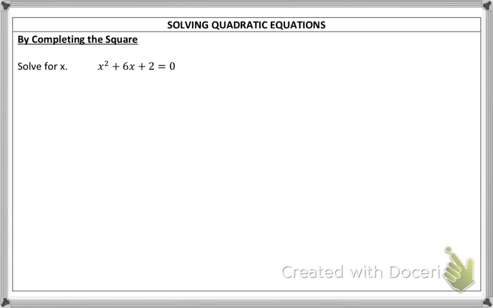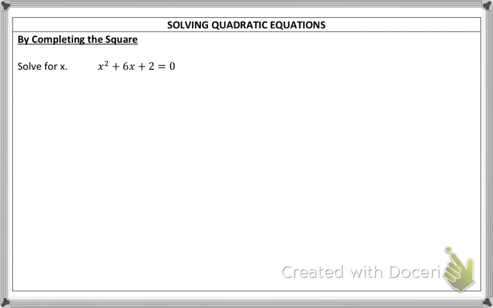Can't undo PEMDAS. And if I try to factor, notice what happens. I have x and x, and then two numbers that multiply to give me 2 and add to give you 6. They don't exist, so I can't factor either. Okay, so when you can't do either one, you can complete the square, which you can always do. So you can always complete the square.